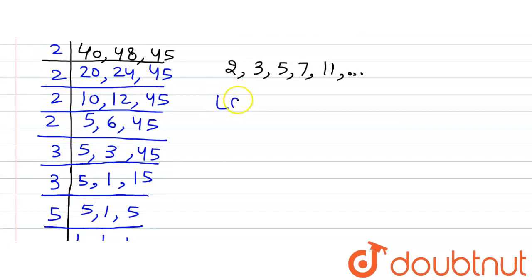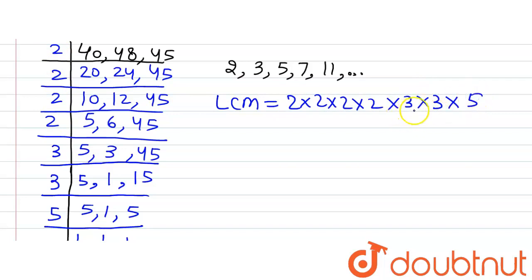So the LCM will be equal to, 2 is coming 4 times, so 2 multiplied by 2 multiplied by 2 multiplied by 2, 3 is coming 2 times, so 3 multiplied by 3, multiplied by 5, which is coming 1 time. So we will have 9 multiplied by 5, that is 45, multiplied by 2 multiplied by 2, 4, multiplied by 2, 8, multiplied by 2, 16. This will give us 720, and this is the LCM of the given numbers.